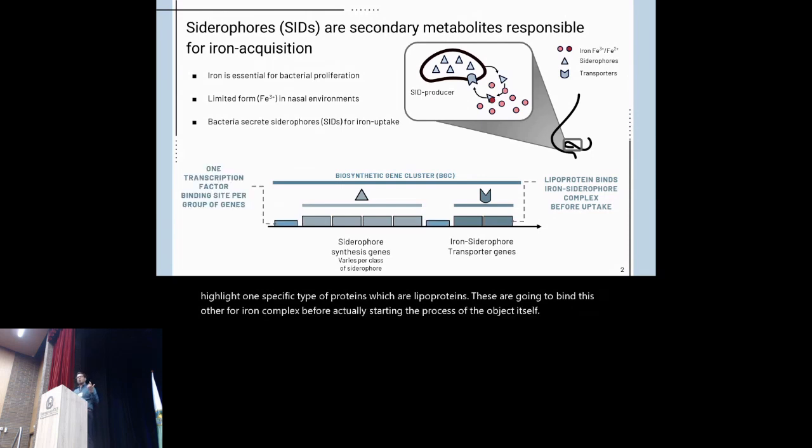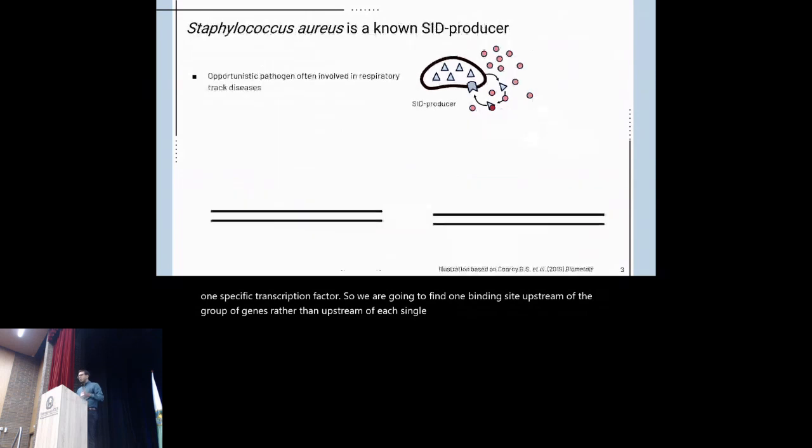I would also like to briefly highlight that these groups of genes are often regulated by one specific transcription factor. So we find one binding site upstream of the group of genes rather than upstream of each single individual gene. Since we're in the nasal environment, one of the best known organisms here is Staphylococcus aureus.